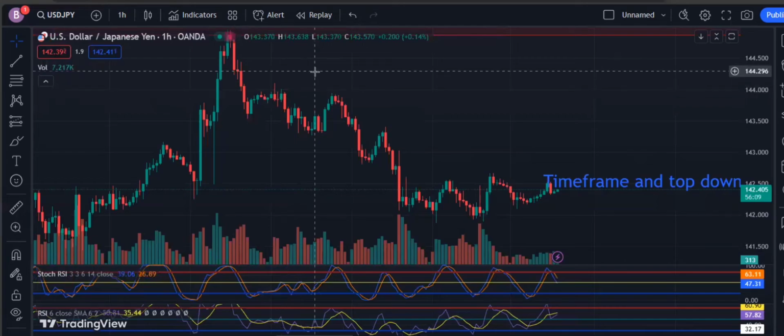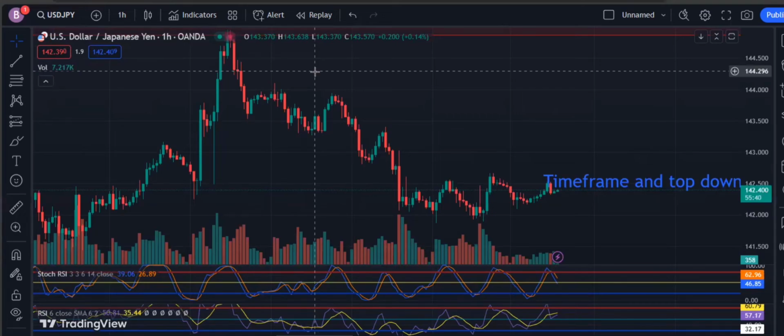So since, in my trading psychology, I trade 1 hour per session, that is, we have a 1 hour morning session and a 1 hour evening session, and in each of those sessions I trade 1 hour. Therefore, a 1 hour trend is enough for me. A 1 hour market structure is enough for me.